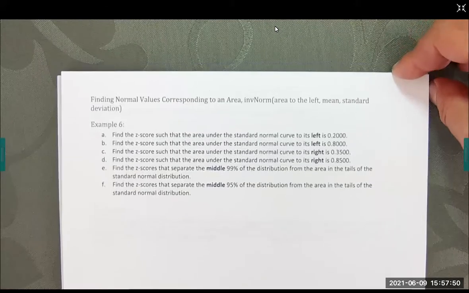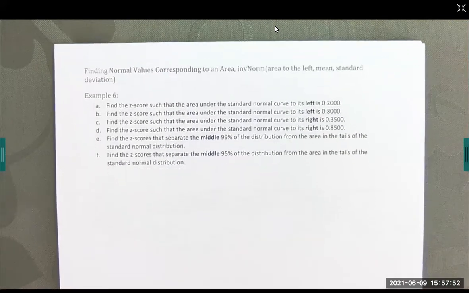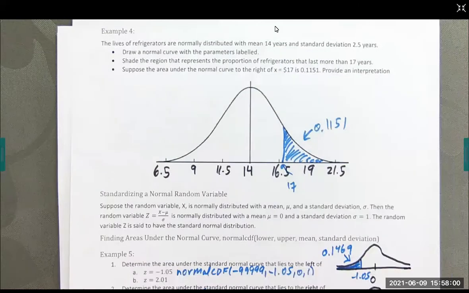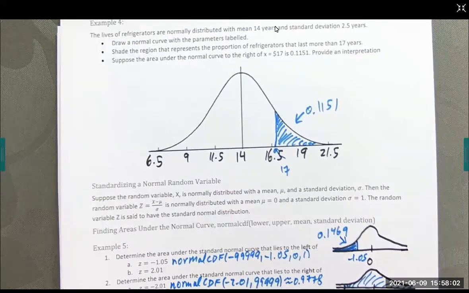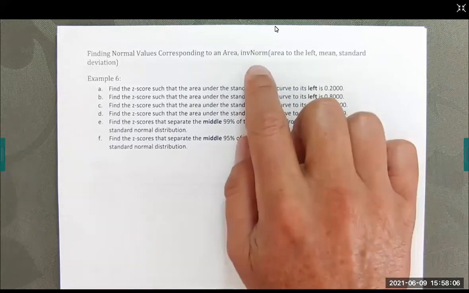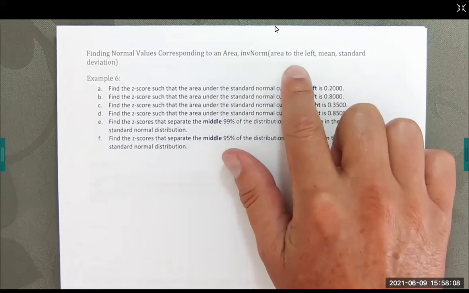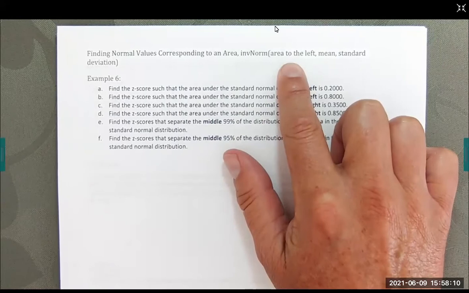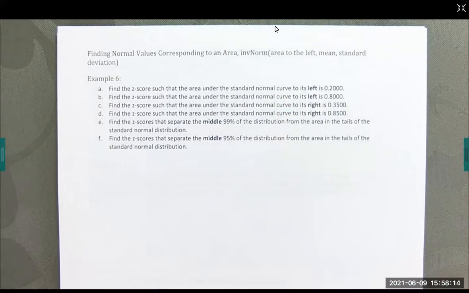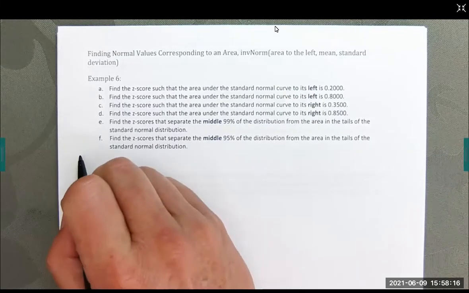Now we're going to go in the other direction. What if we have the area and we want to find the z value? So what we just did here was we were given the z value, find the area. Now we're going the other way. We have the area, find the z value. We're going to be using inverse norm. Now it's always area to the left. If it's not area to the left, we have to do 1 minus. You have to complement.